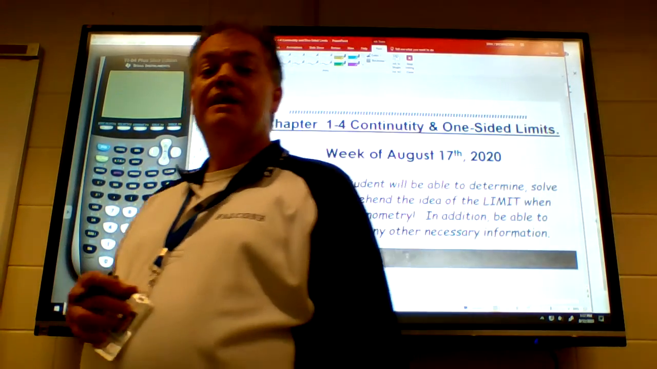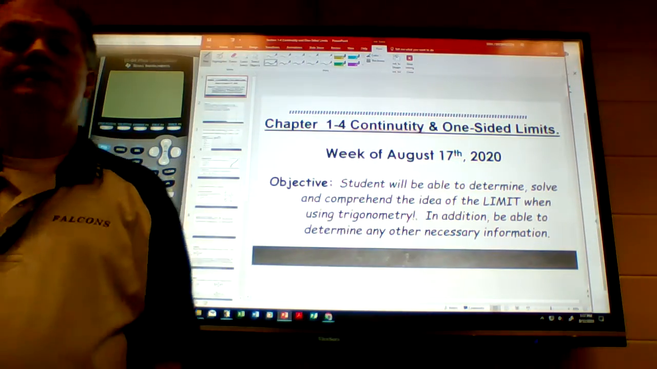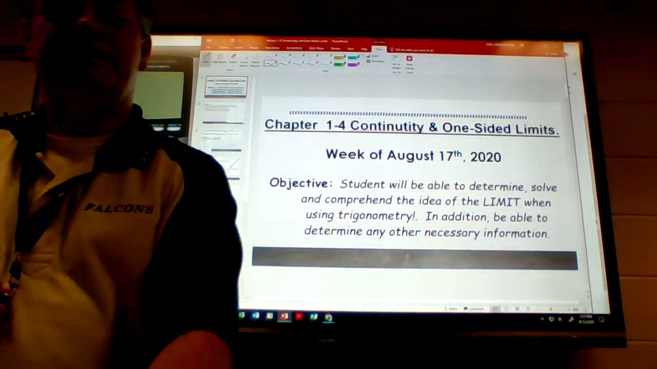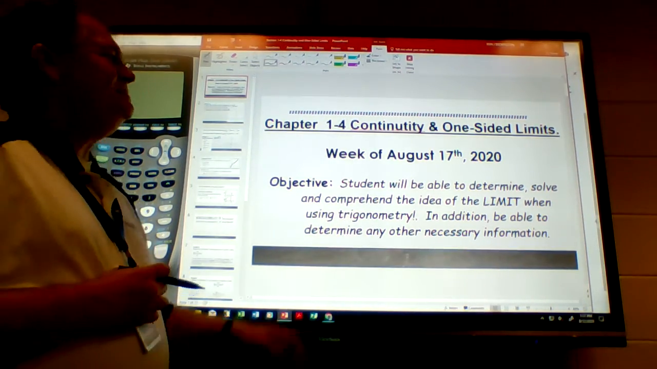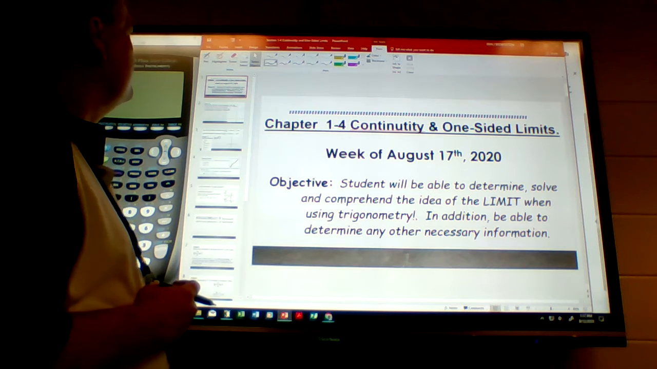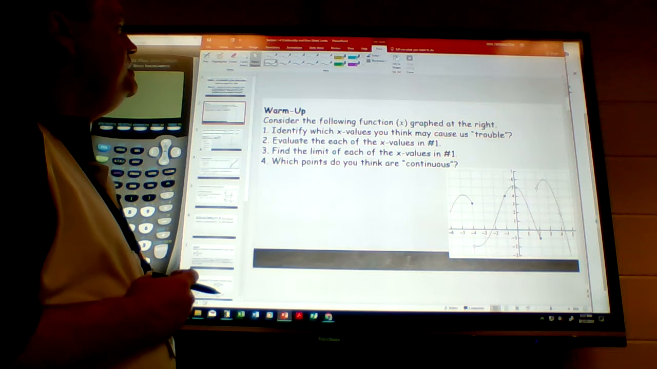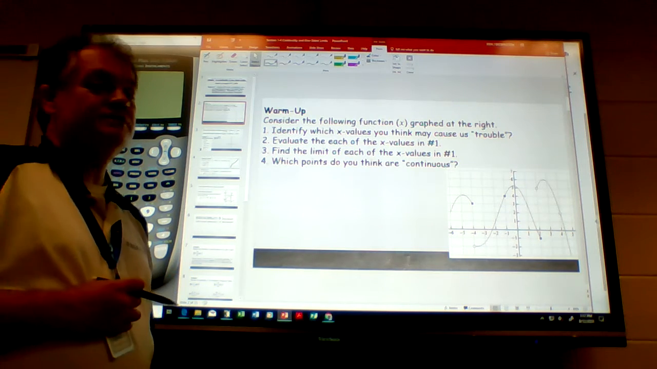Okay, folks, let's talk about section 1-4, continuity and one-sided limits. Today you'll be able to determine, and you can read that on your own. Let's first look at the warm-up. It says, identify which x values you think may cause us trouble.